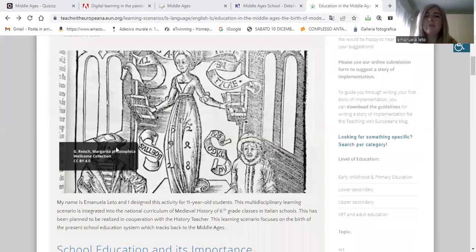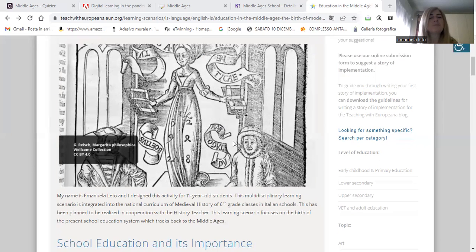And so we started from this image. This image is taken from the Wellcome collection that I found in European resources. And it's a Margarita Philosophica, but the importance of this image, that we'll see in other tools that I used for this learning scenario, is the fact that we still use now in the modern school some tools that are displayed in this image. One example is the abacus, for example, that we still use in primary school. So they are aware of it.